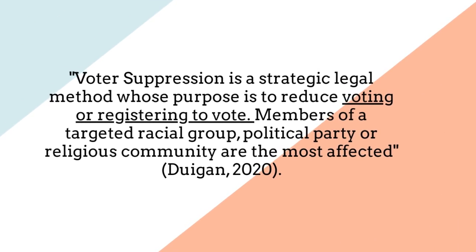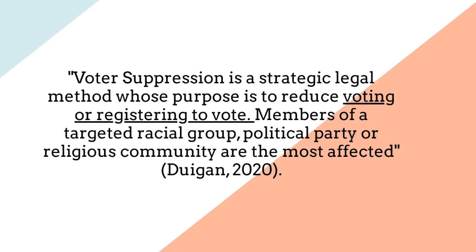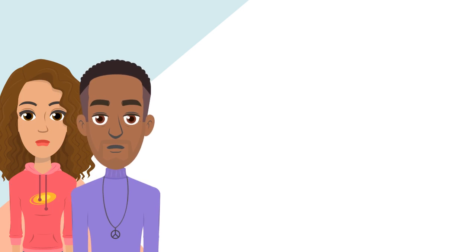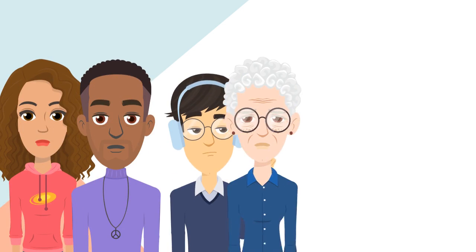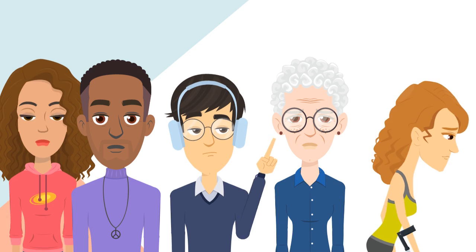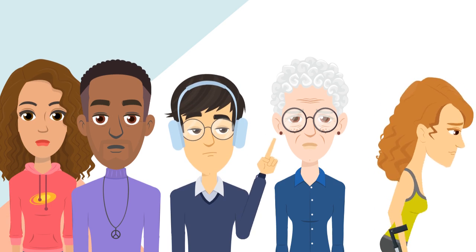Voter suppression is a strategic legal method whose purpose is to reduce voting or registering to vote. Members of a targeted racial group, political party, or religious community are the most affected. Groups of people who are usually targeted by voter suppression include people of color, especially African Americans, young people, the elderly, and persons with disabilities. This is common for voters who tend to lean Democratic.